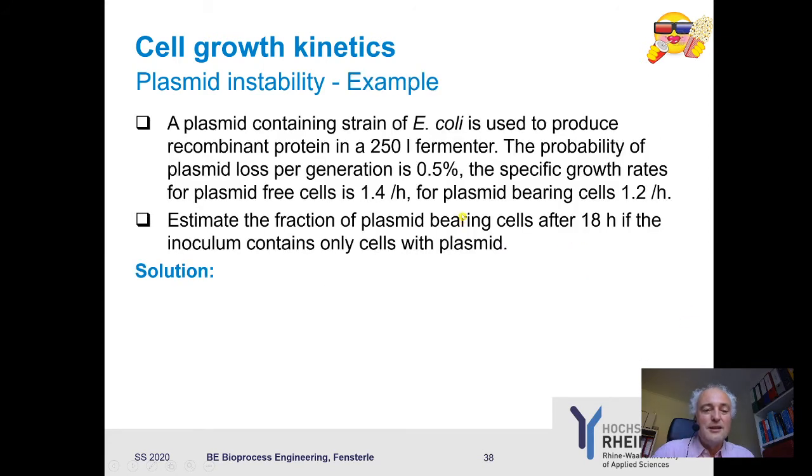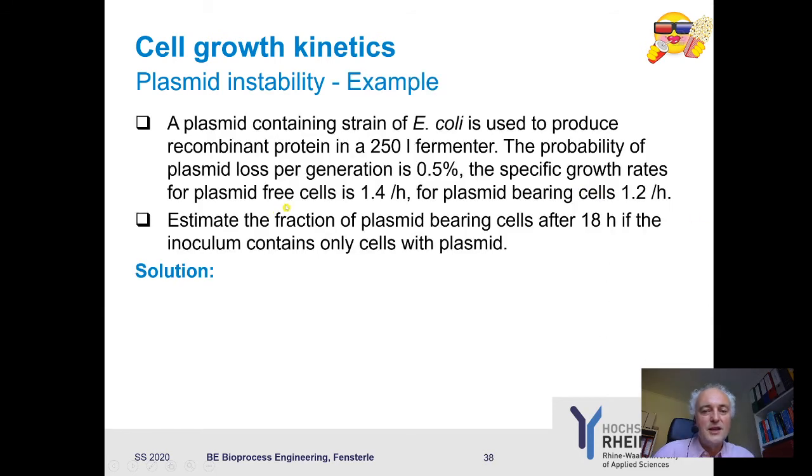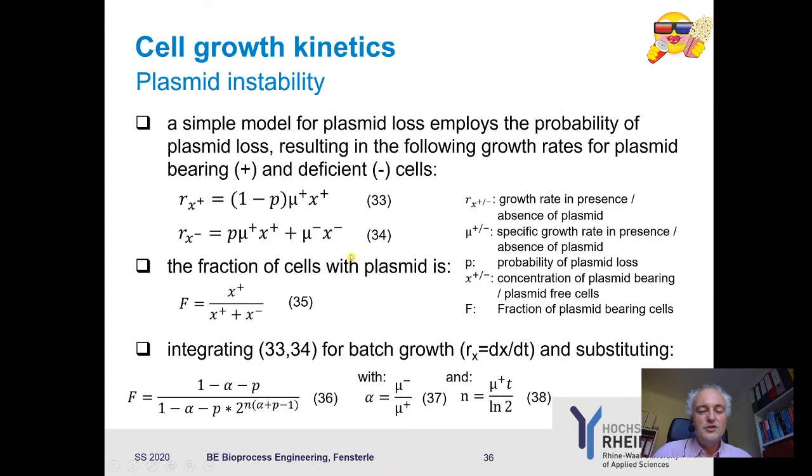Okay, now if you look at an example: we have an E. coli strain to produce a recombinant protein in a 250 liter fermenter, and the probability of plasmid loss per generation is 0.5%, which sounds not too high. Specific growth rates for plasmid-free cells is 1.4 per hour, for plasmid-bearing cells 1.2 per hour. This is well in the range of these values here. Estimate the fraction of plasmid-bearing cells after 18 hours if the inoculum contains only cells with plasmid. So of course what you do is you simply use these values.